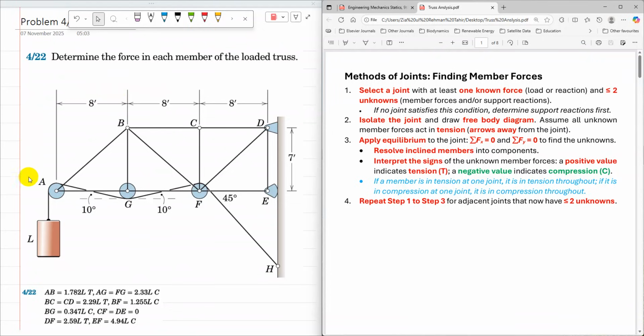In this problem, at joint A there is a pulley, and a load L is connected by a rope with the pulley. So at joint A there is one load. This problem involves a pulley and rope system, so first I'm going to explain the rules for how to solve problems containing pulleys and cables.